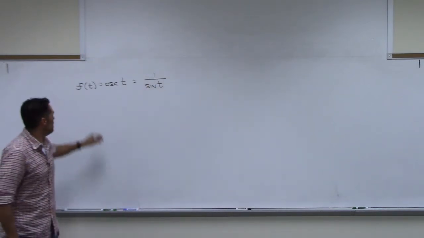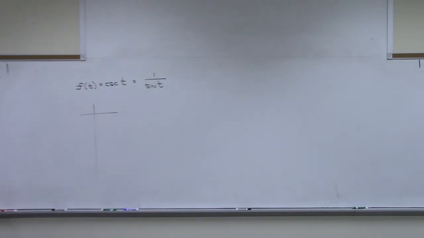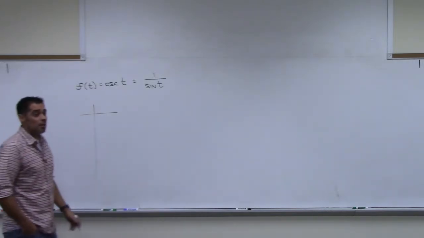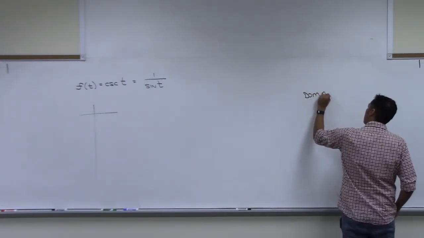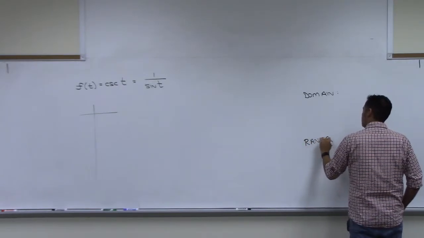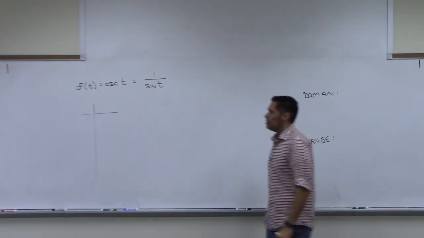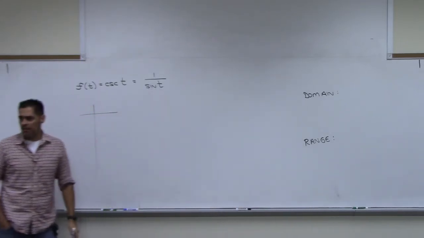We could do a t table and start filling in, but I'm not going to do that. I want you to start by telling me where we're going to have problems, because I want to know the domain and range of this right now. Where am I going to have problems? Whenever that sine of t is 0, right? When this is 0, this thing's undefined.